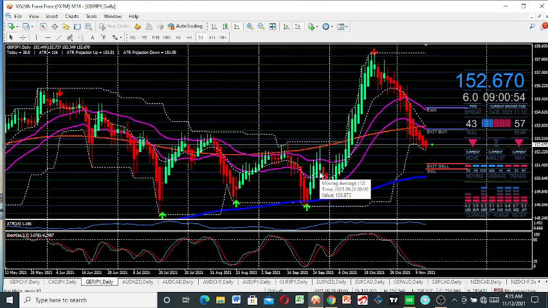Now we are going to look at some of the components, starting from this blue line, and this is the 200 moving average. When price or candlestick is above the 200 moving average, the market is considered to be bullish, or that is an uptrend.